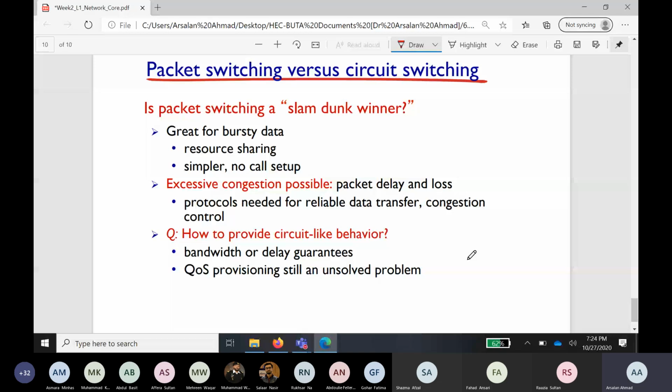The problem is that circuit switching is not good for resource sharing. You cannot accommodate a large number of users, and there is state maintenance and all those things. So what is ideal? For the internet, yes, we can say packet switching is a slam dunk winner, because it's great for bursty data. It is simple, there is no need to set up a call or maintain state. And yes, congestion is possible. We can have packet delay, we can have losses, and then we need protocols to cater for these things.